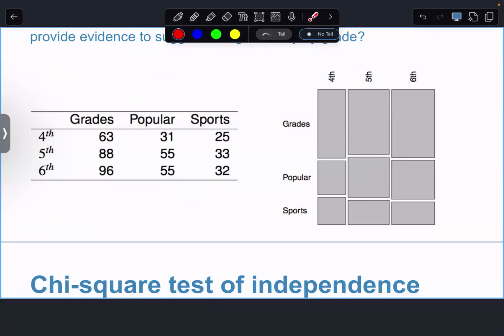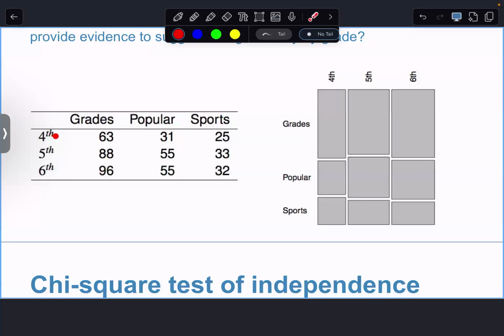So I hate these tables, mosaic tables. Ugh. But we can look at them to determine if there's a difference, but just ignore it. Don't look at it. No, you can look at it. I just don't like them.